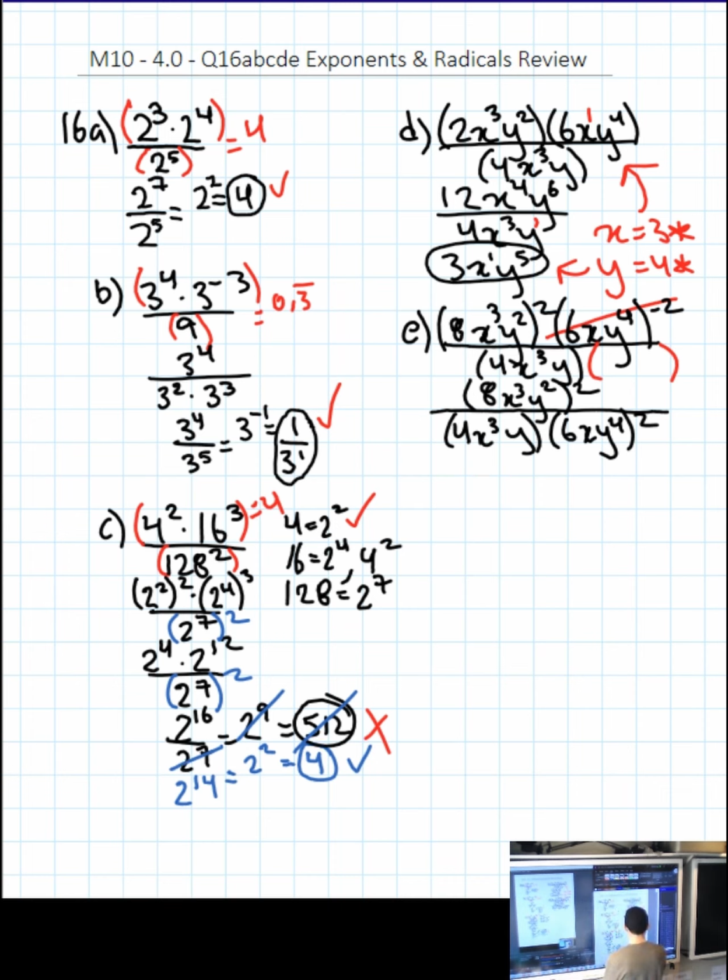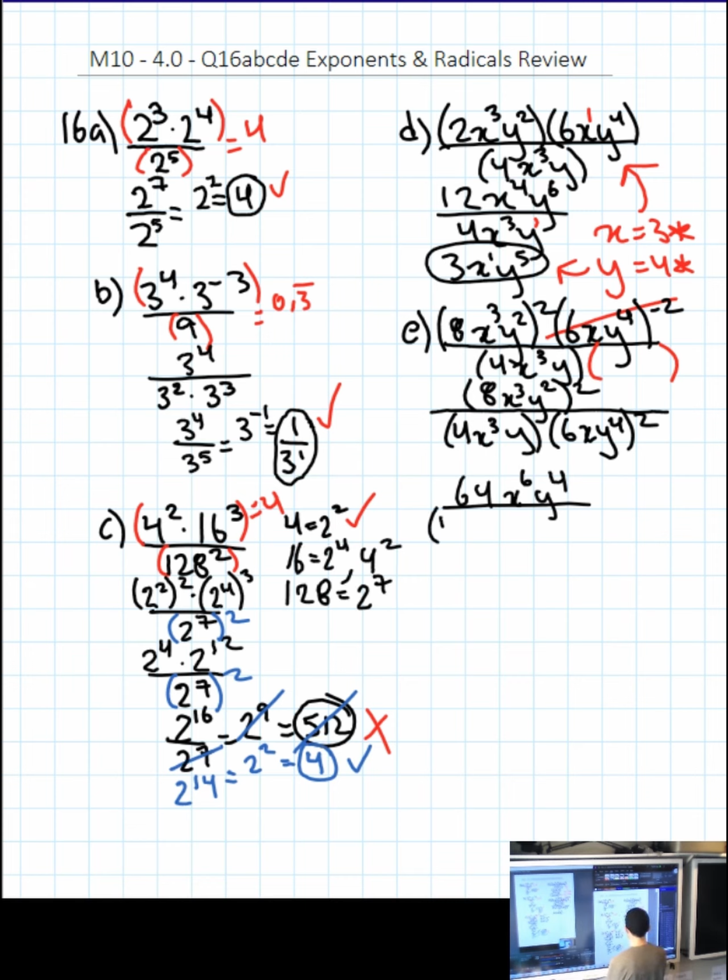So on the top, we have 8 squared, which is 64. Then I'm going to multiply the exponents. We have x to the 3 times 2 is 6. Y to the 2 times 2 is 4. Over. Now I can't multiply the numbers in front first because I have to deal with the bracket's exponents.